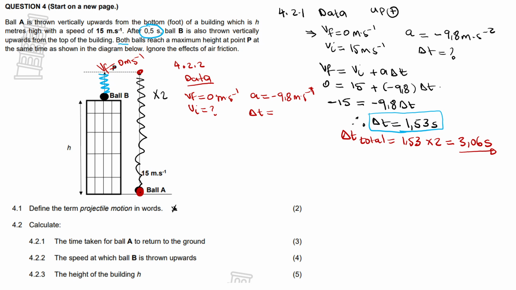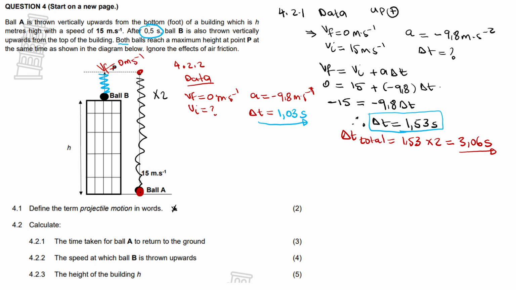So delta t will be 1.53. You're going to take the 1.53, you subtract 0.5 seconds. I hope this makes sense. So delta t for ball B is going to be 1.03 seconds. So this tells us that for B, it will reach the maximum height after 1.03 seconds.